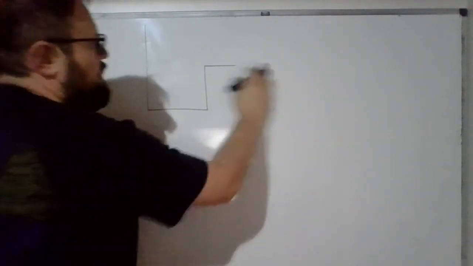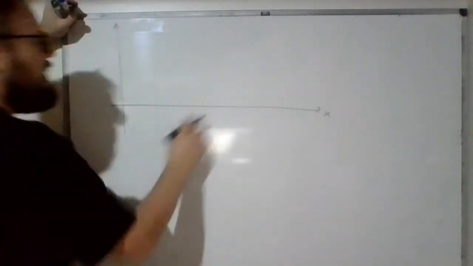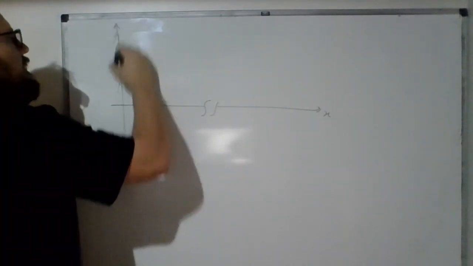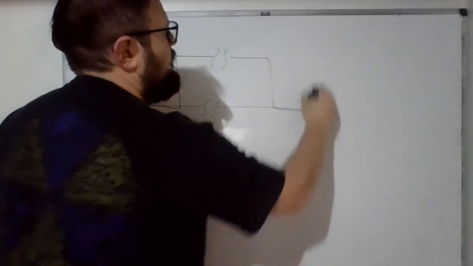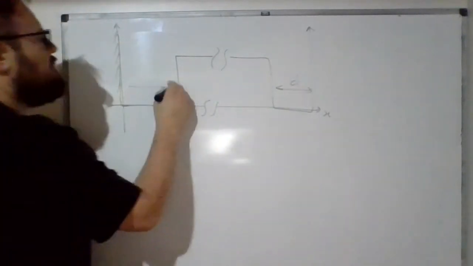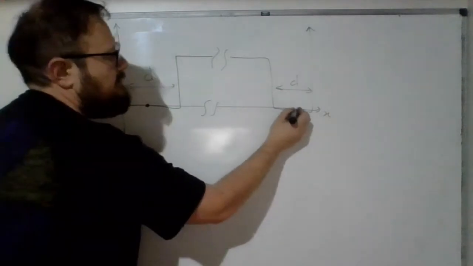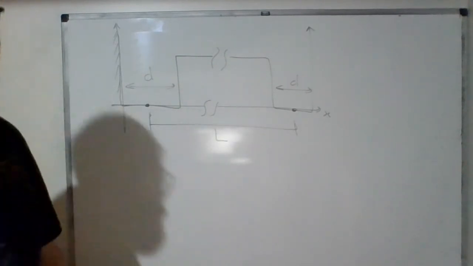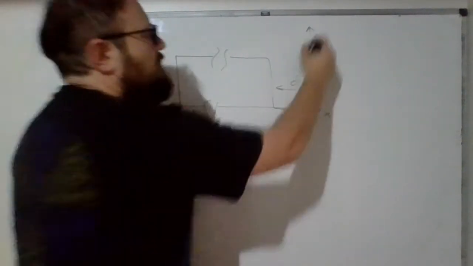Suppose the following. Suppose you have, in the x-axis, two distant wells with size equal to d, and apart, if you consider the centers, some distance L or R. Let us use R. Okay. Suppose this is your problem.